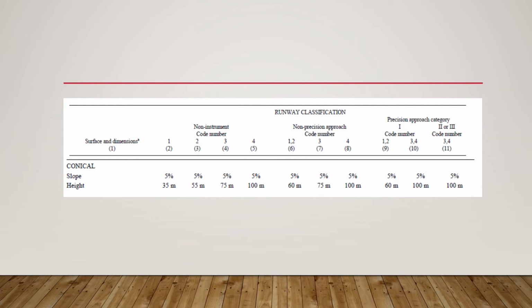Mathematically, a 5% slope will give you a 1 meter increment for every 20 meters you move out from the inner horizontal surface. So at the end of 6 kilometers, you'll reach a total height of 45 meters from the inner horizontal surface, and 100 meters added to it gives you a value of 145 meters.